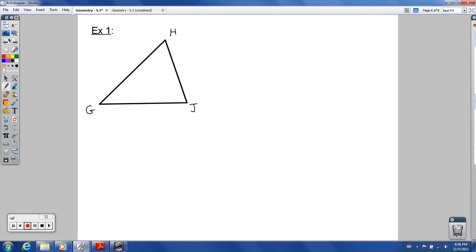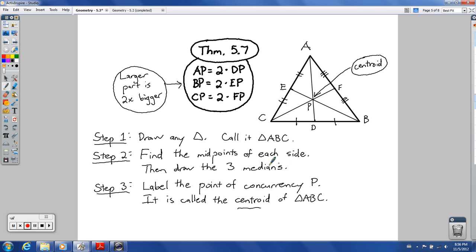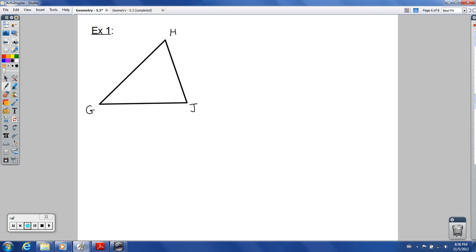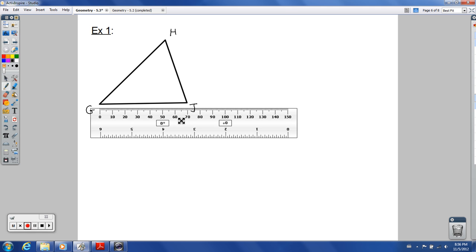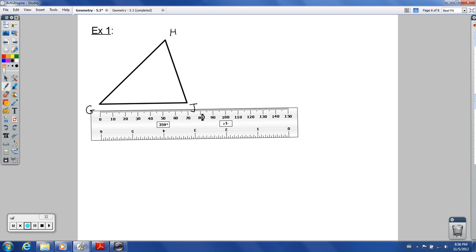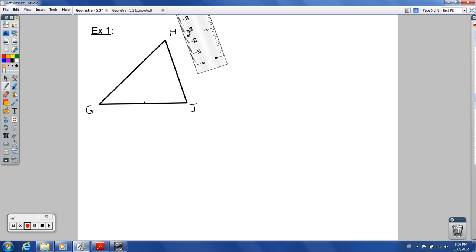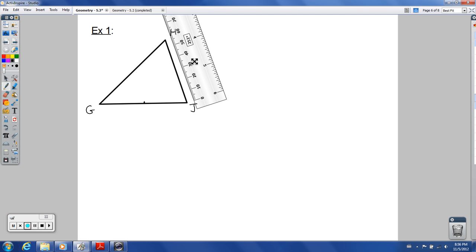We got to find the midpoint first, so we're just going to go through our steps here, find the midpoints, then draw the medians. We'll label the point of concurrency. So going through our steps, see if you can do this correctly with your measurements. Mine looks like about 70 there, so I'm going to go halfway of that is 35. Draw on the midpoint. I'm going to find halfway of this one up here. That looks like, I'd say about 56 to me, from 0 there to the edge. So that's going to be about 28 for me. Yours is going to be different. You got to find halfway of whatever number you've got.